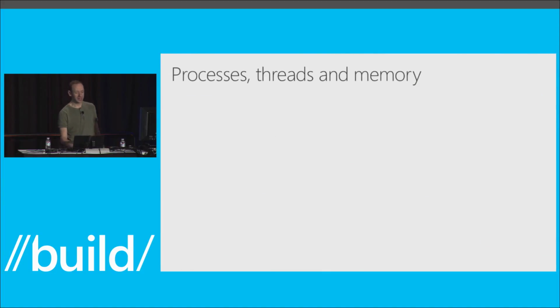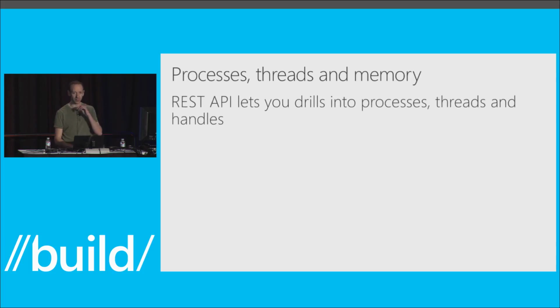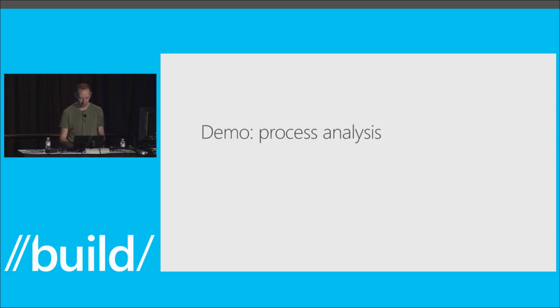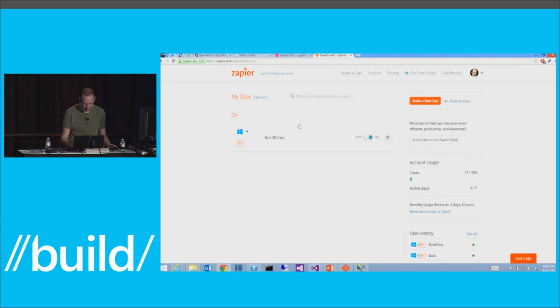So next, I'd like to discuss tools that we have in Kudu that help debug process, thread, and memory issues. So we have a REST API in Kudu that gives you all that information. We also have a little UI in Kudu to visualize it. And then you can also download some dump files, which then you can use Visual Studio or WinDBG to debug. So I'll show you that. Going back to, let me close Zapier. Actually, I'll just delete it for now, so it doesn't keep calling me.